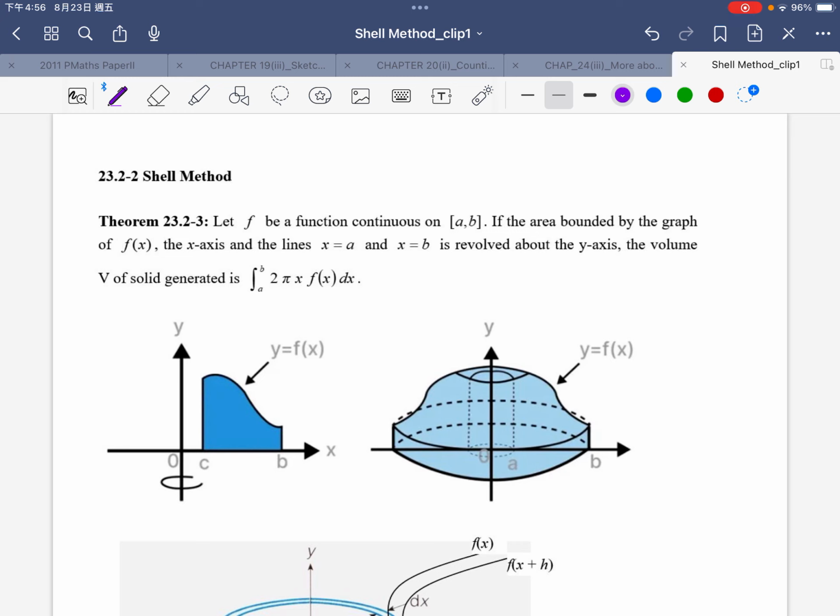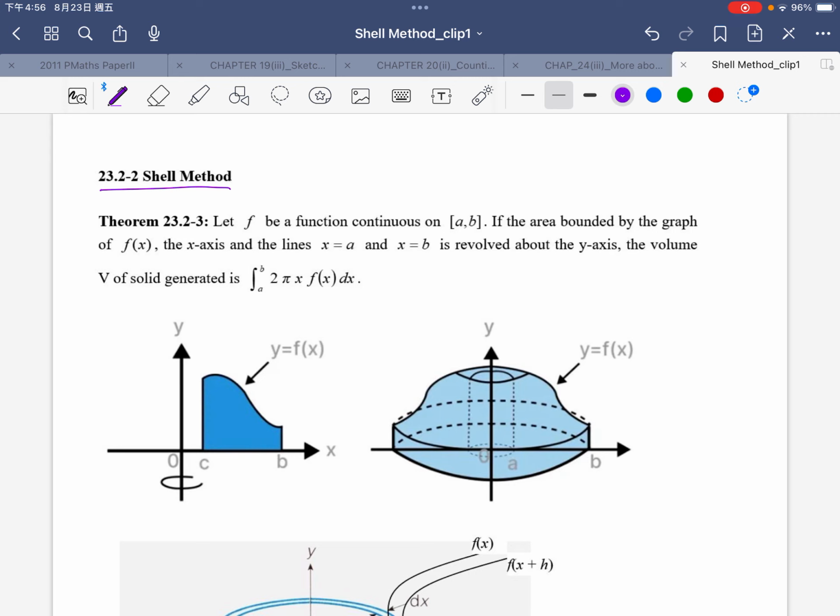In this channel we will discuss the formula of the shell method and also give an example of how to calculate the rotational volume with the shell method.